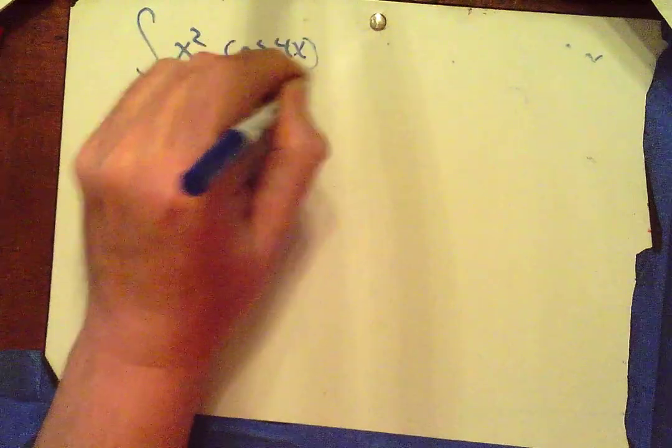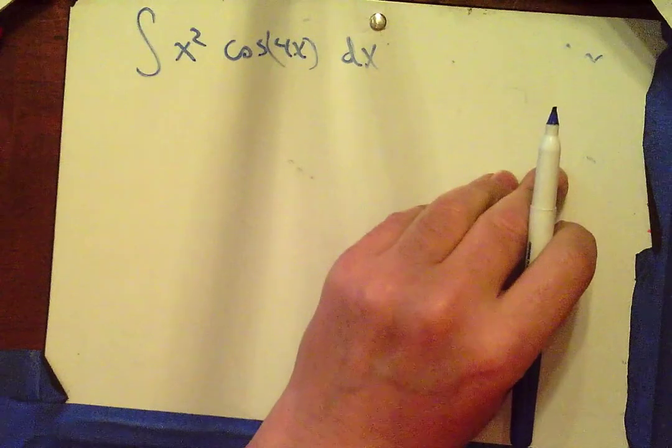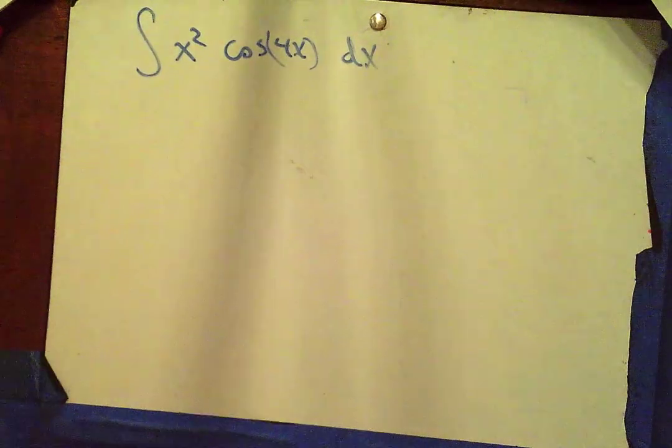I do think it would be good to do one more tabular, and I'm looking for a convenient one. It's a great set of problems there. Oh yeah, how about this one? Here we go. The integral of x squared cosine 4x dx. I'm going to give this one a try. I recommend tabular.